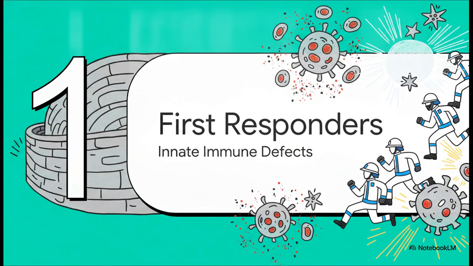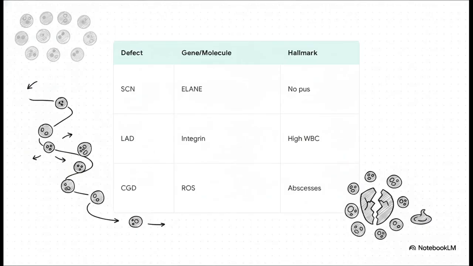All right, Section 1, Defects in First Responders. Let's head straight to the outermost walls of our fortress and check on the innate immune system. Think of your phagocytic first responders, the neutrophils and macrophages, as your frontline infantry. Well, it turns out they can fail in 3 fundamental ways.